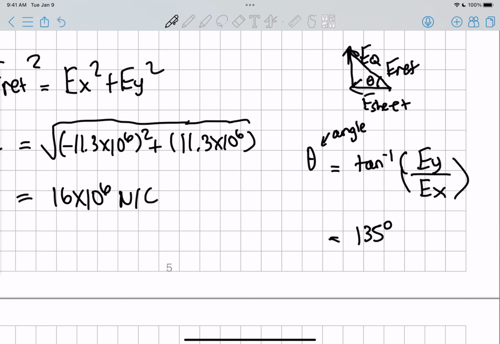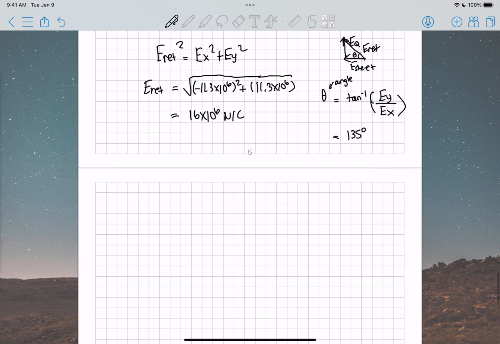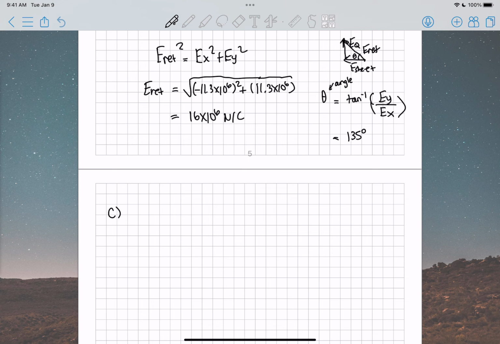Based on the key. But yeah. Does that sound good for B? Okay. Let's see here.